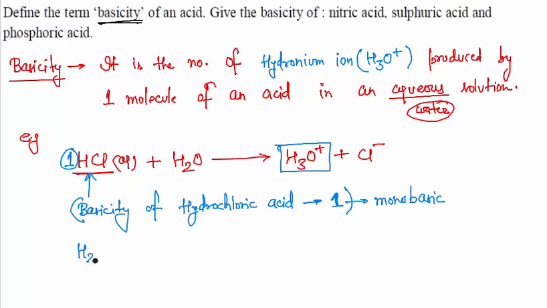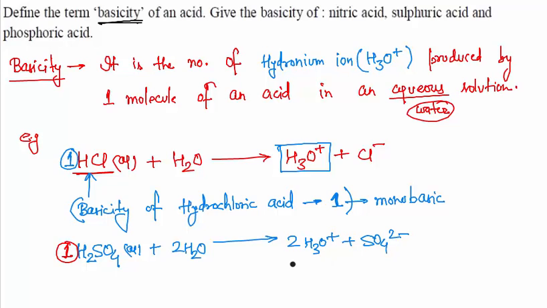Let's take one more example. Suppose it is H2SO4, aqueous, plus 2H2O. This will be the equation. I'm taking one molecule of H2SO4. What will happen? It will give 2H3O positive and plus SO4 2 negative. So one molecule of H2SO4 is giving you 2 ions. That's why we call it dibasic. So the basicity of H2SO4, that is sulfuric acid, is 2.